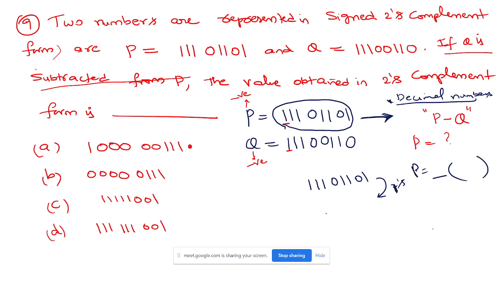So find the 1's complement, add 1. 0 0 0 1 0 0 1 0. Add plus 1 to this. What will happen? 1 1 0 0 1 0 0 0. What is this? How much is this value? 1, 2, 4, 8, 16. So 16 plus 2 plus 1 is 19. P is minus 19.